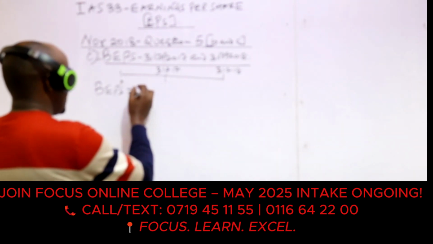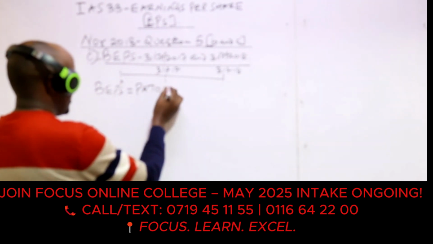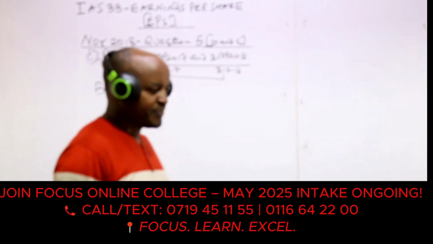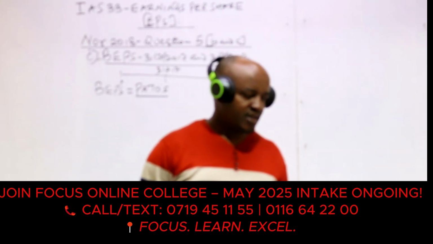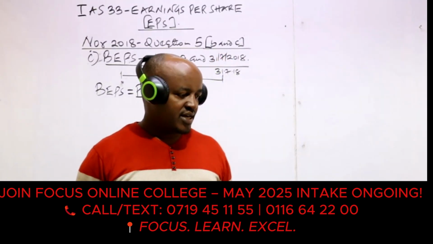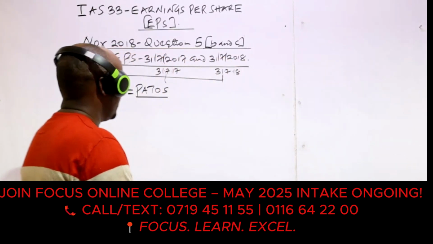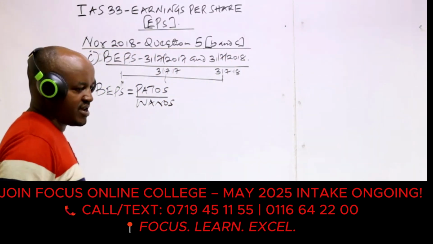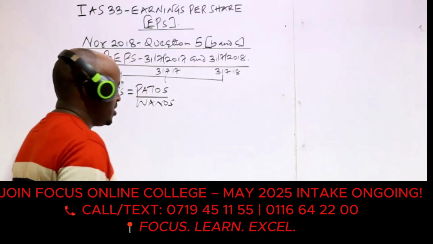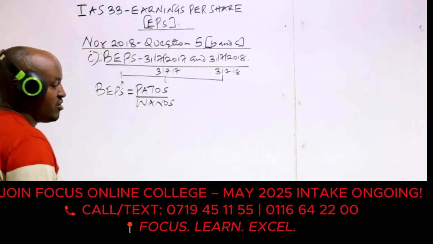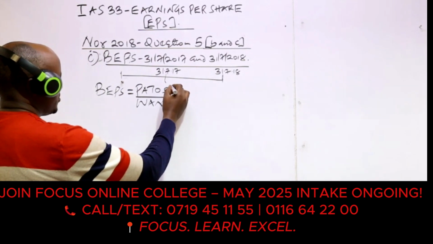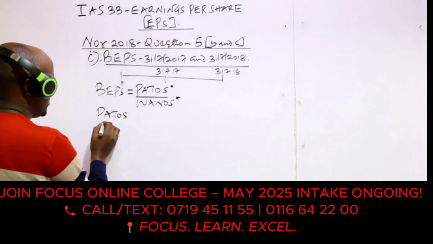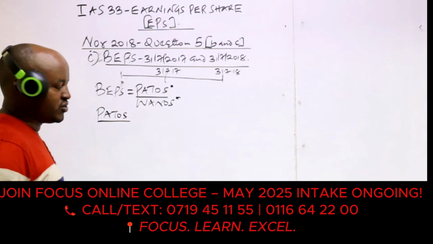To compute the basic earnings per share, we take the PATOS, the profits attributable to ordinary shareholders, and then we divide that with the weighted average number of ordinary shares. So that is the first thing we need to remember. And having the formula, we need to compute these 2 items. So let's start by computing the PATOS, which is the profits attributable to ordinary shareholders.